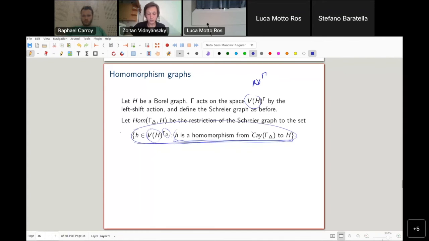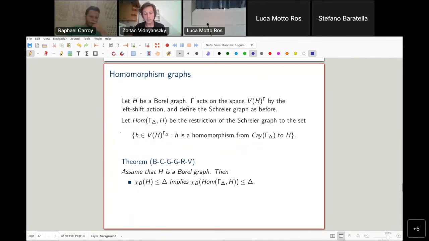And why is this any good? Well, it turns out that there are very nice features of this homomorphism graph. In particular, if I start with a Borel graph, which I will call the target graph, then the homomorphism graph inherits some properties of the target graph. For example, if the Borel chromatic number of the target graph is less than delta, then the Borel chromatic number of the homomorphism graph is also less than delta. This is actually very easy. This is almost from the definition.